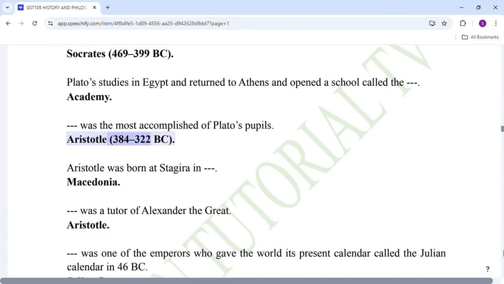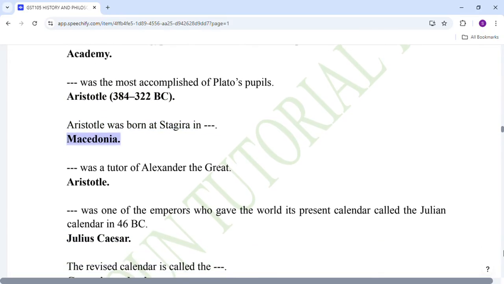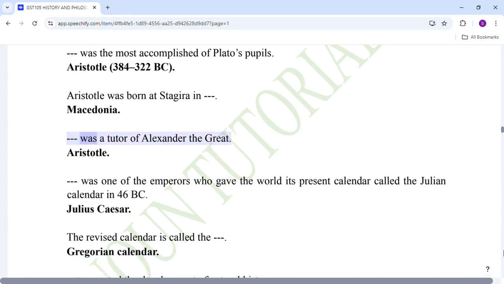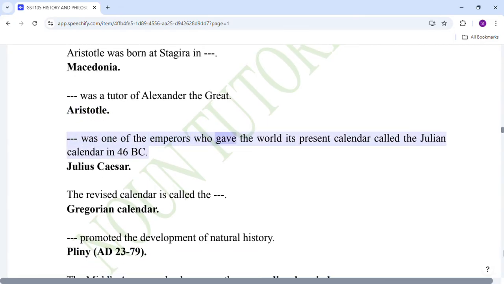Aristotle, 384 to 322 BC, was born at Stagira in Macedonia. Aristotle was a tutor of Alexander the Great. Julius Caesar was one of the emperors who gave the world its present calendar, called the Julian calendar, in 46 BC.